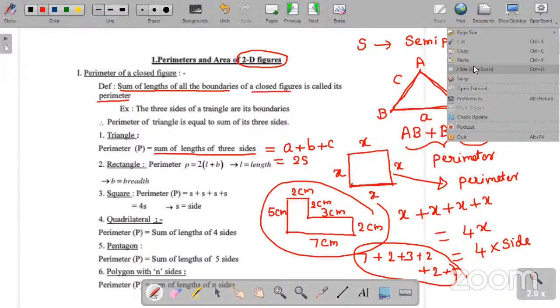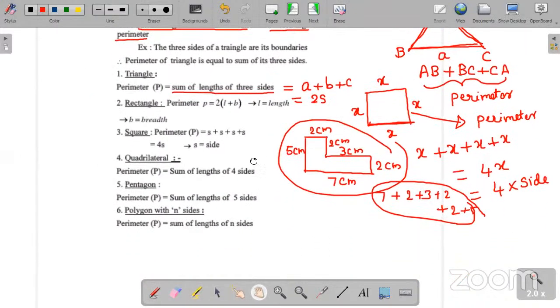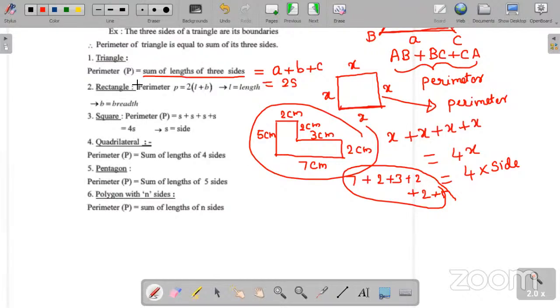Try to understand. Right. So let us move to the next concept now. What is the next concept? What is the rectangle perimeter? Rectangle perimeter is equal to 2 into (L plus B), where L is the length and B is the breadth. What is the perimeter of the square? Side plus side plus side plus side, that is equal to 4s.